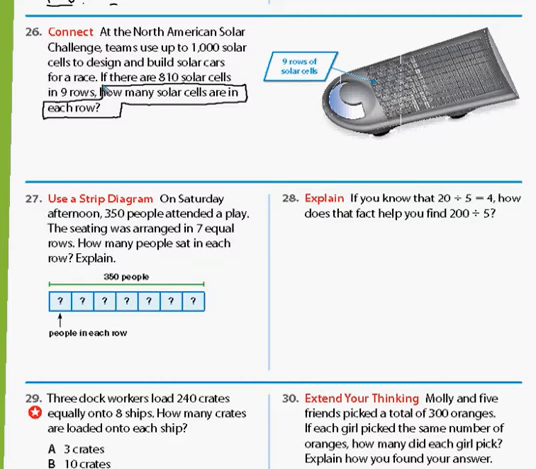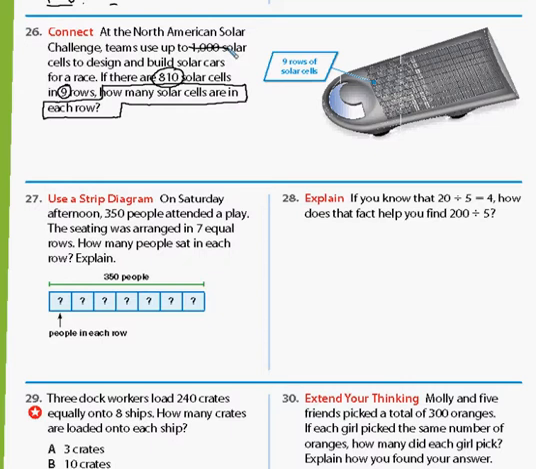Okay, I got some important information in there. I'm going to need to know the 9, and I'm going to need to know 810. I got some information there that's not important. The teams use up to 1,000 solar cells to design. I don't need that 1,000. That's just a trick in there to try to throw us off.